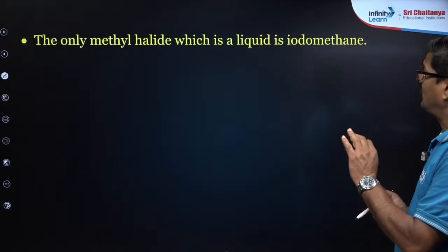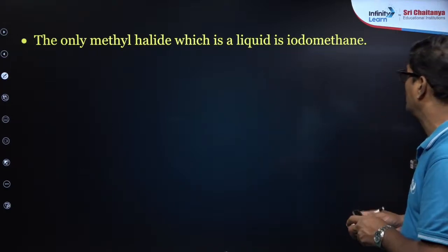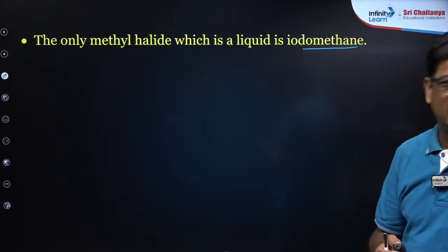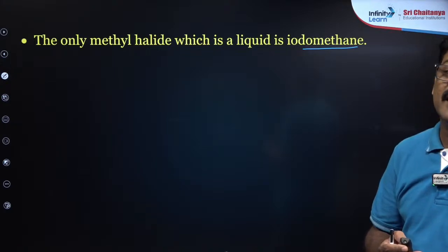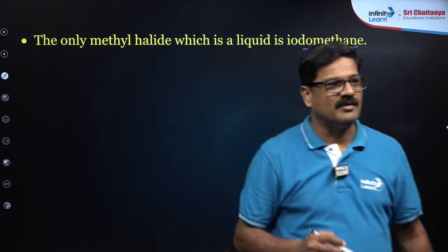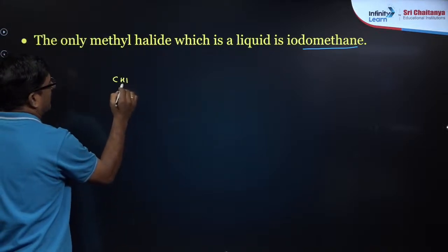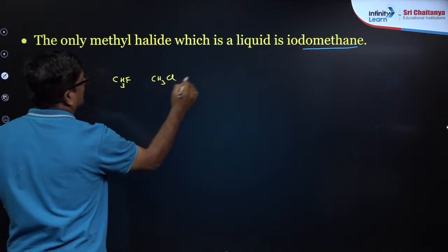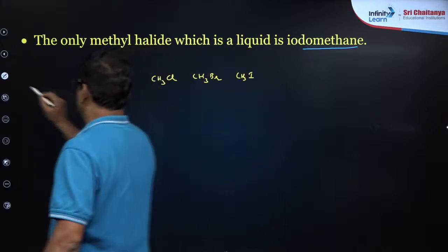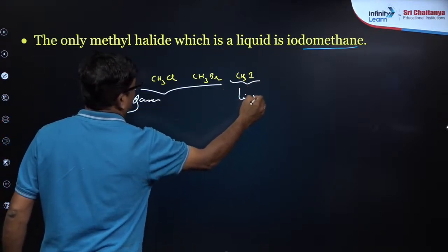Now, the only methyl halide which is a liquid is iodomethane. I mean to say it's very important. Methyl fluoride gas, methyl chloride gas, methyl bromide gas, methyl iodide is the only liquid in the methylated things. है ना? Here Raghu Varma, you can see methyl fluoride, methyl chloride, methyl bromide and methyl iodide. उसमें सिर्फ ये गैसेस हैं, सिर्फ ये लिक्विड स्टेट में होगा. समझे बेटा?